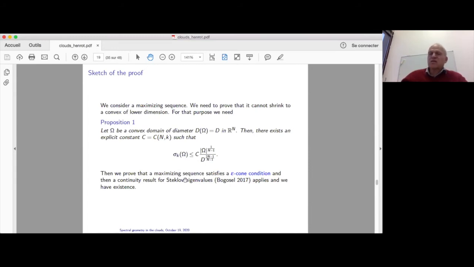And in that context, you can prove that your sequence sigma k, k is fixed here, sigma k of omega n, where omega n is my maximizing sequence, converges to sigma k of omega infinity, being the limit of my sequence of omega n, and so you have existence.